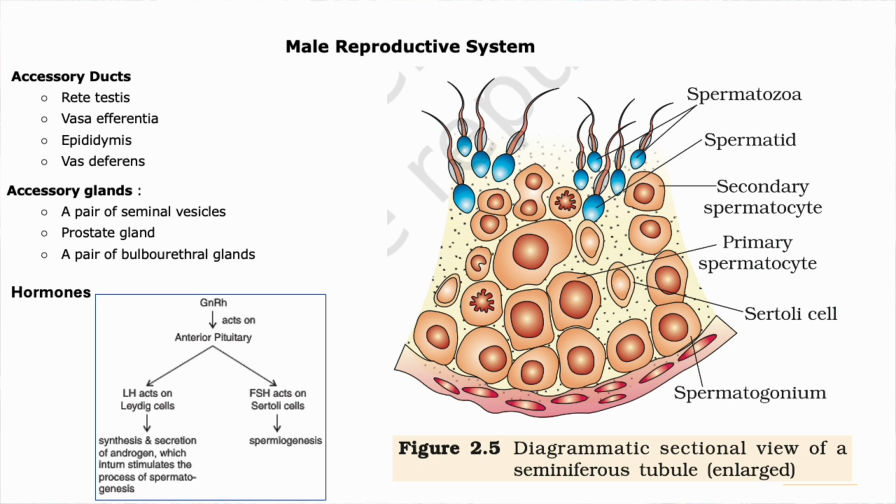Then when we come to spermatogenesis or the male reproductive system, learn the accessory ducts in the correct order, the different accessory glands involved, the different hormones and their role in the process of spermatogenesis and spermiogenesis, and the diagram of the sectional view of the seminiferous tubule.